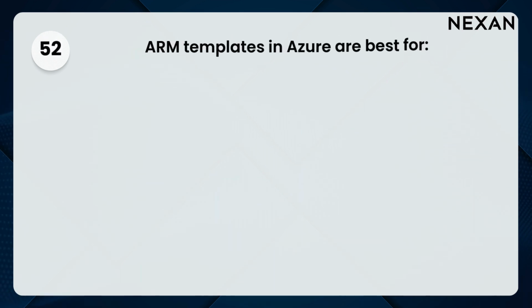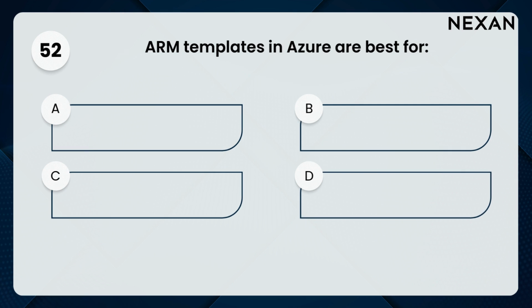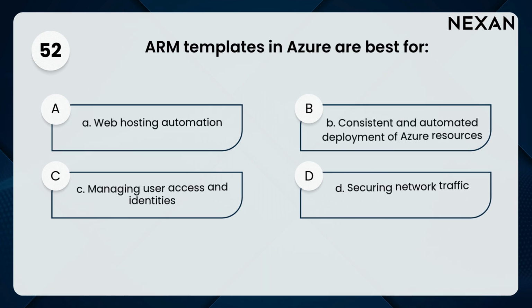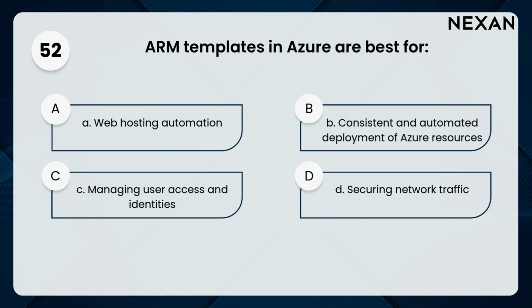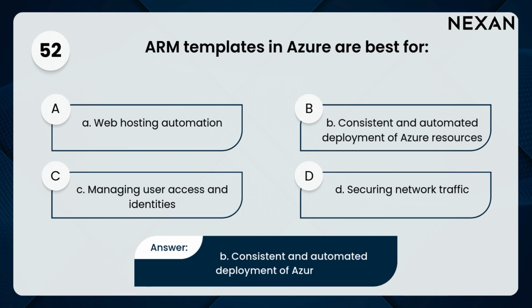52. ARM templates in Azure are best for A. Web hosting automation, B. Consistent and automated deployment of Azure resources, C. Managing user access and identities, D. Securing network traffic. Answer: B. Consistent and automated deployment of Azure resources.